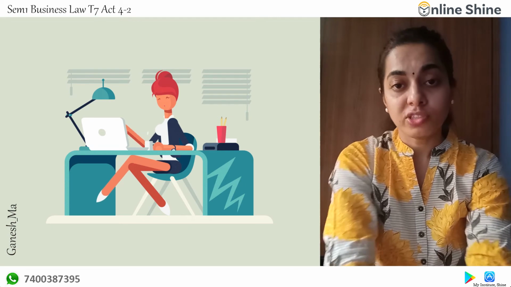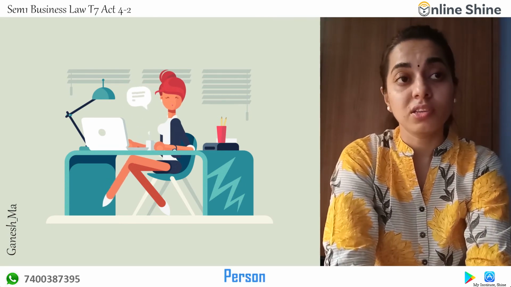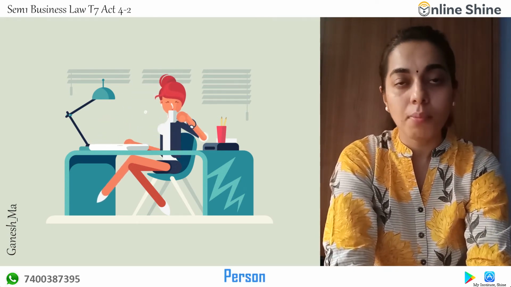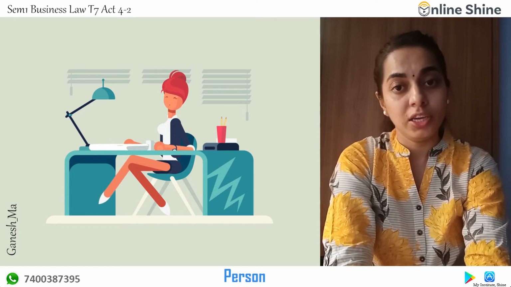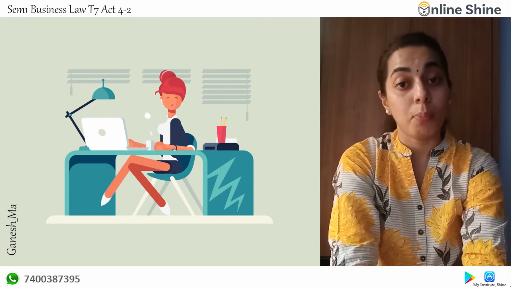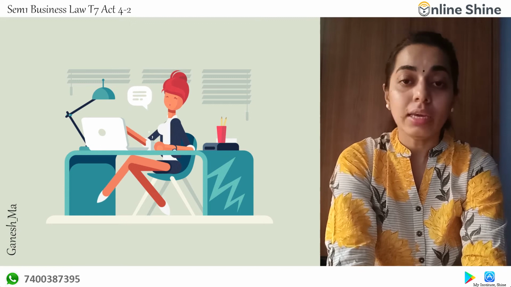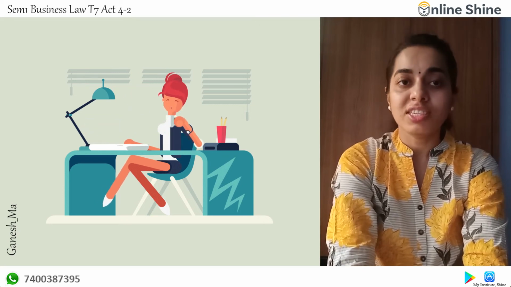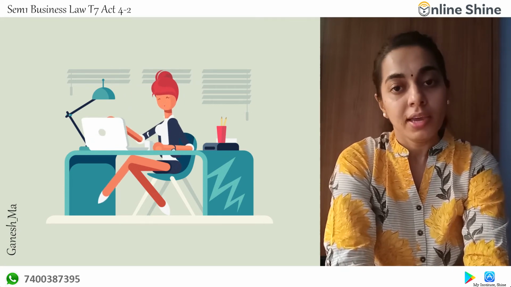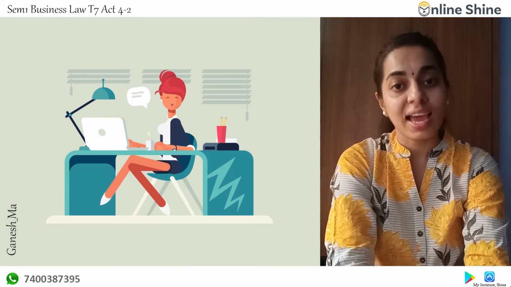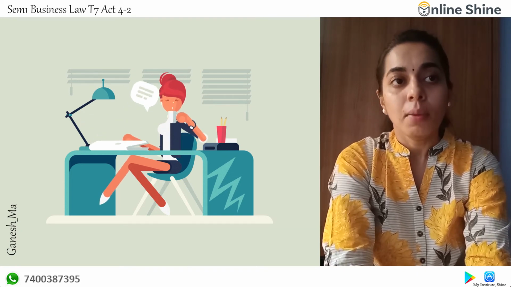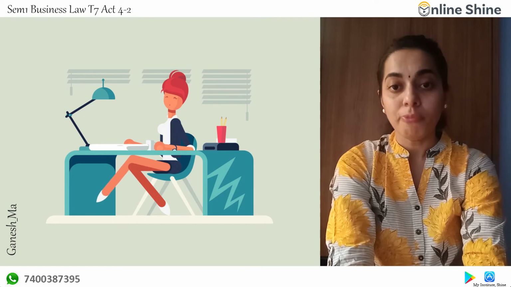Further moving, section 2(1)(m) defines the person. A person can be a firm, a registered firm, a Hindu undivided family, a cooperative society, or any other association registered under the Societies Registration Act. These are also included under the definition of person.